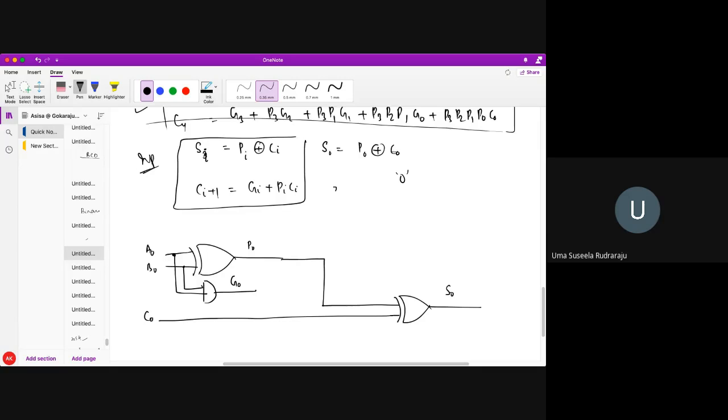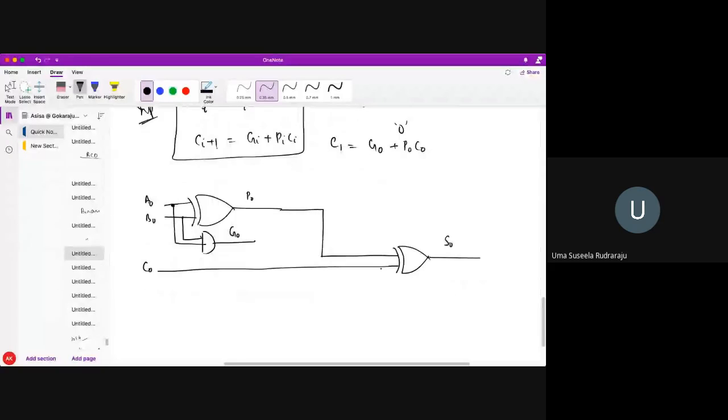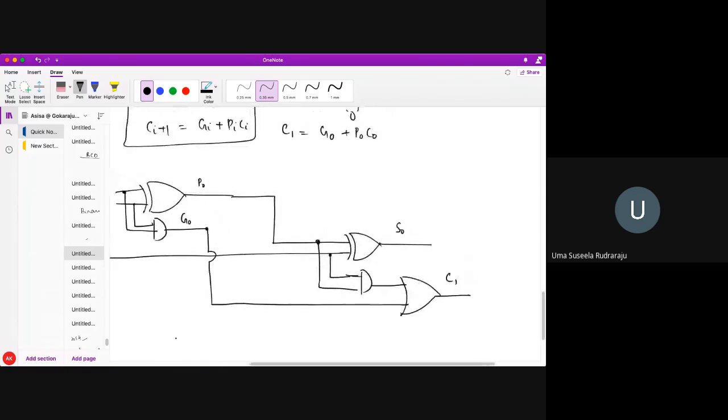And what is my C1? I have got C1 as G0 plus P0 C0. So see here, my G0 is ready over here. If I perform the P0 C0 operation, this is my P0 C0 and this is my G0. G0 plus P0 C0 gives me, after the OR operation, C1. Now this C1 is required for the next bit operation.